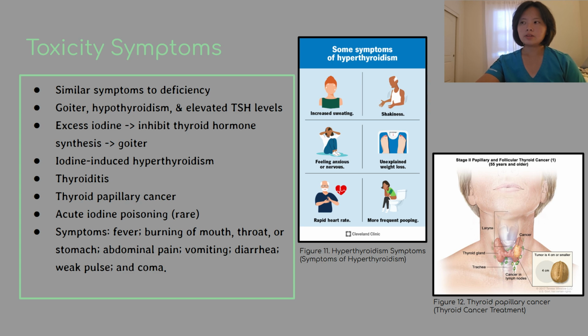Toxicity symptoms. So these symptoms can be similar to deficiency symptoms, things like goiter, hypothyroidism, and elevated TSH levels, but there can also be other symptoms, including iodine-induced hyperthyroidism, thyroiditis, and this is rare, but you can also get acute iodine poisoning.